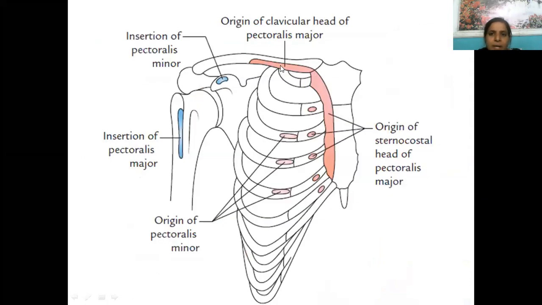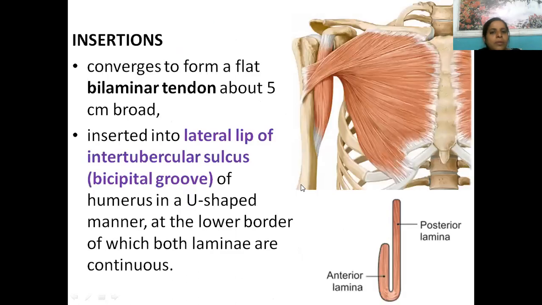So you can see the clavicular head coming from the manubrium and the body of the sternum, and also from the costal cartilages. Okay. Then insertion. See, these fibers are converging and forming a bilaminar tendon. Two laminae. It has an anterior lamina and a posterior lamina.